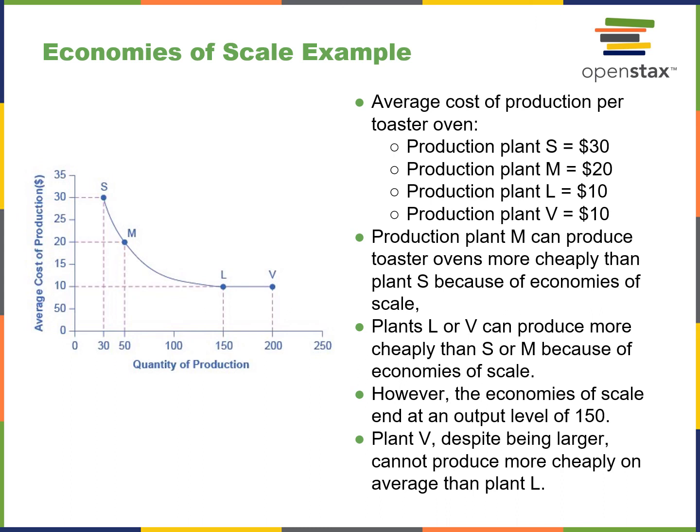And so if we were talking about toasters, production plant M can produce toasters even more cheaply than plant S because of economies of scale. However, you have L and V, they can produce more cheaply than S or M because of economies of scale. However, there's a diminishing return on this, that plant V can go ahead and produce yet even more, but they're not able to do it at a cheaper rate. So once again, there's limits to economy of scale or an advantage of producing so much.